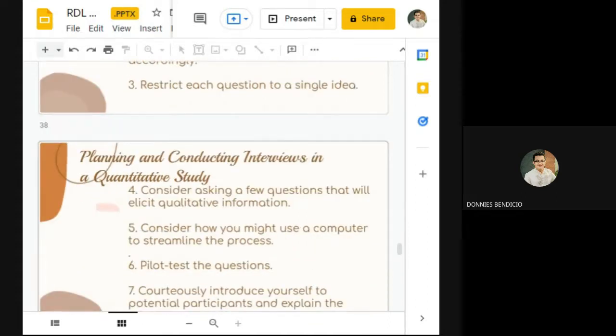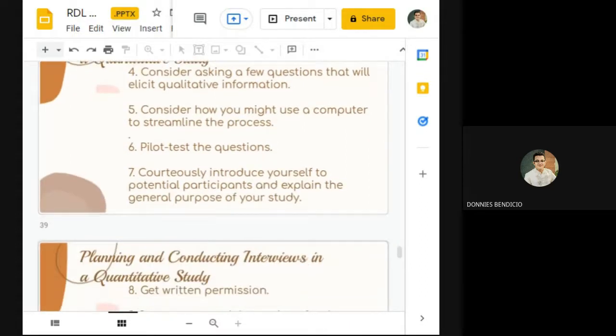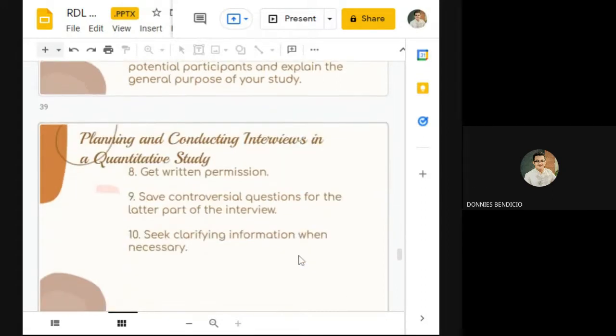We have to consider asking a few questions that will elicit qualitative information. Consider how you might use a computer to streamline the process. Okay? Mas pasisimplihin natin gamit yung mga technologies existing. And we also have to pilot test the questions. Courteously introduce yourself to potential participants and explain general purpose of the study. We also have to get written permission.